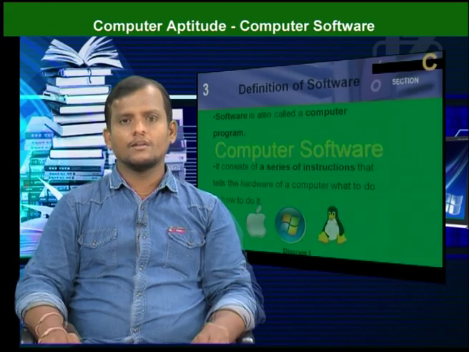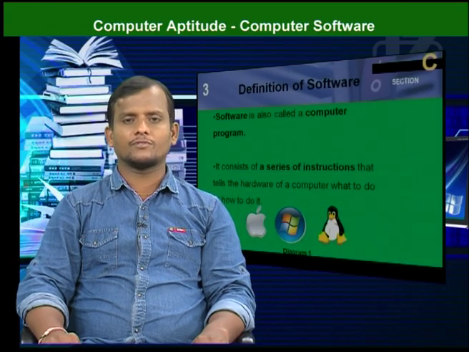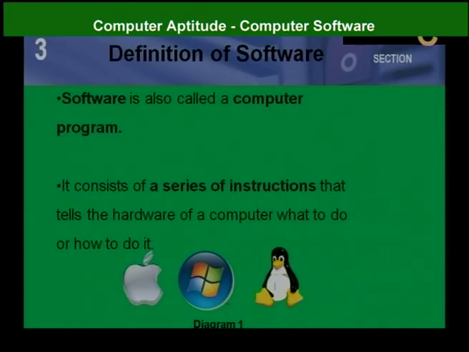Computer software. So let's start with the definition of software. Software is also called a computer program. It contains a series of instructions that tells the hardware of a computer what to do, how to do. Software is a set of programs or a set of instructions that tells the computer hardware or some other application or some other software what to do, how to do.